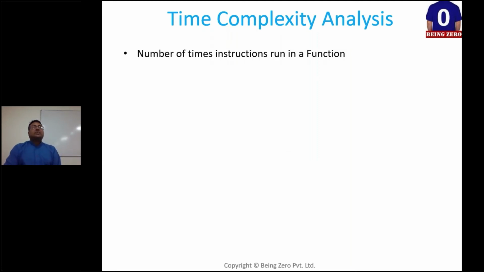So when we do time complexity analysis, typically we say we are measuring the number of times instructions in a given function run. That's the count that we do, and many a time that count is expressed as a formula. We will talk about two types of complexities. One is practical, which is like counting each and every instruction. The second is asymptotic. Asymptotic is something we'll get into, but keep in mind there are two types of complexities we will talk about right now.